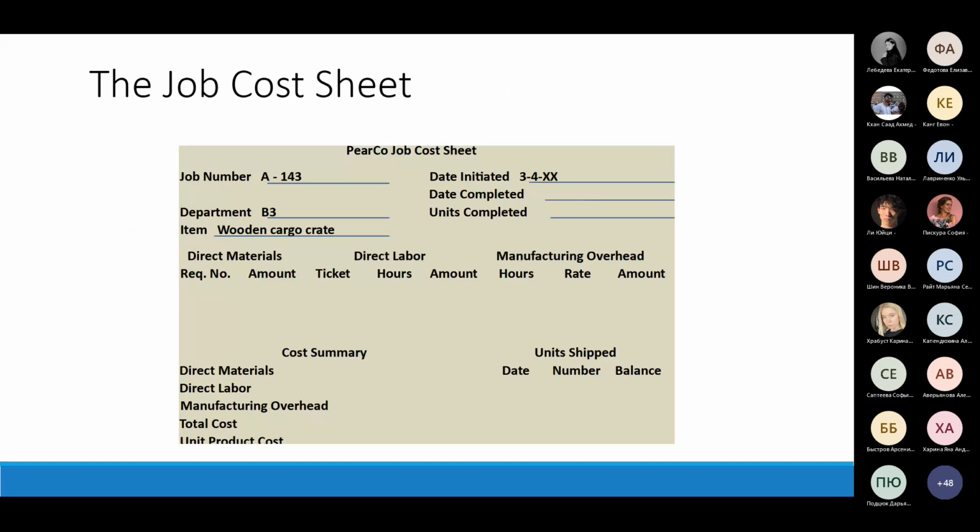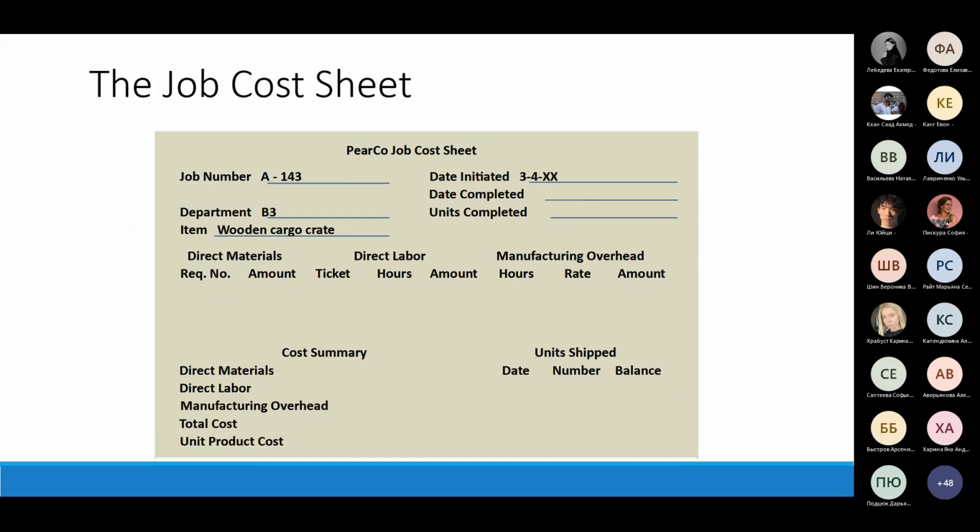For this purpose, we should calculate the specific value, which is called the overhead rate. So we have to calculate the overhead rate and later associate this rate with a specific job. And to make this association more correct and documented, companies use a specific document, the job cost sheet.